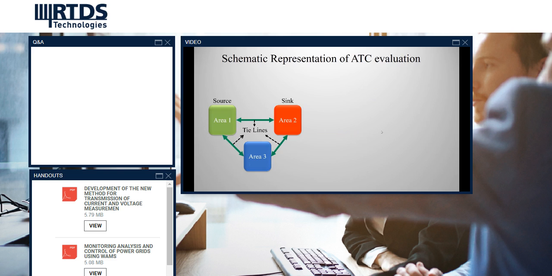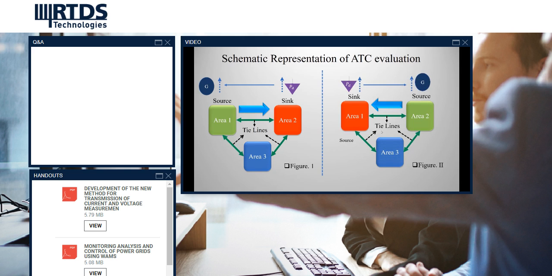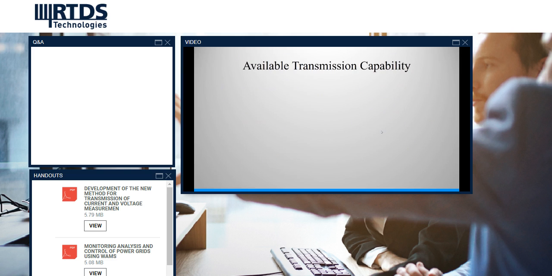If we want to evaluate the ATC from area 1 to area 2, then we would adopt the process illustrated in the schema shown here. Here we have shown area 1, 2 and 3. If we want to evaluate the ATC from source to sink, that is area 1 to area 2, then we would be increasing the load in the sink area and the corresponding generation would be increased in the source area, maintaining the generation-load balance mechanism. The same will be true if we reverse the scenario where area 2 becomes the source and area 1 becomes the sink.